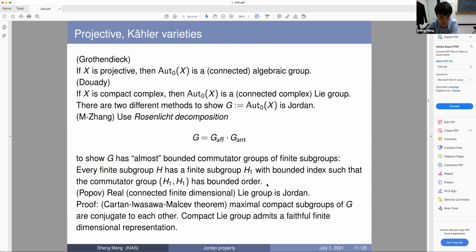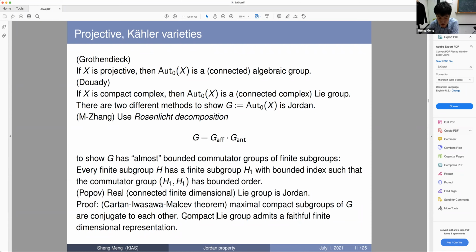Alternatively, Popov recently gave a more simplified proof. He proved that every real connected finite dimensional Lie group is a Jordan group. The proof is quite simple. First, he applied the Cartan-Iwasawa-Malcev theorem to show that every maximal compact subgroup of G is conjugate to each other. We consider the finite subgroups of G, and every finite subgroup is a compact subgroup, so it is contained in some maximal compact subgroup. Since all the maximal compact subgroups are conjugate to each other, we can always embed every finite subgroup of G into one common maximal compact subgroup. Then we only need to show this one maximal compact subgroup has the Jordan property.